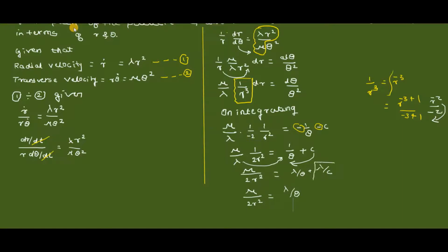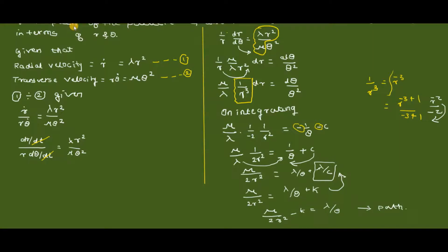This lambda by c is constant, so we can write it as plus k, where k is equal to lambda divided by c, and total we can write it as mu divided by 2r square minus k is equal to lambda divided by theta, which is the required path.